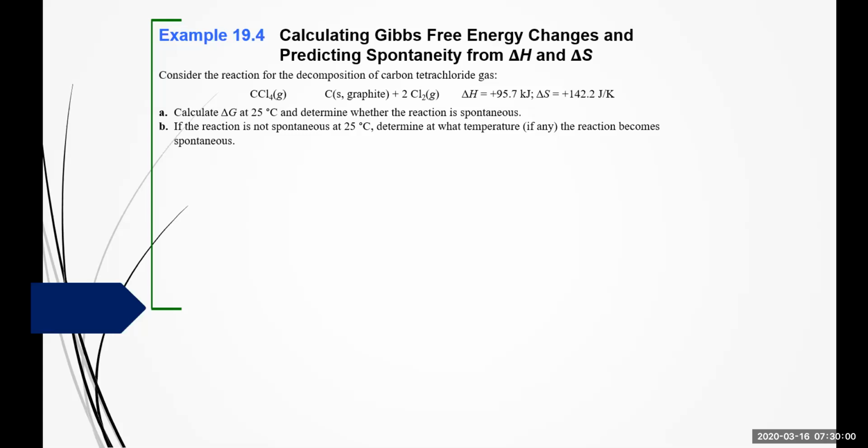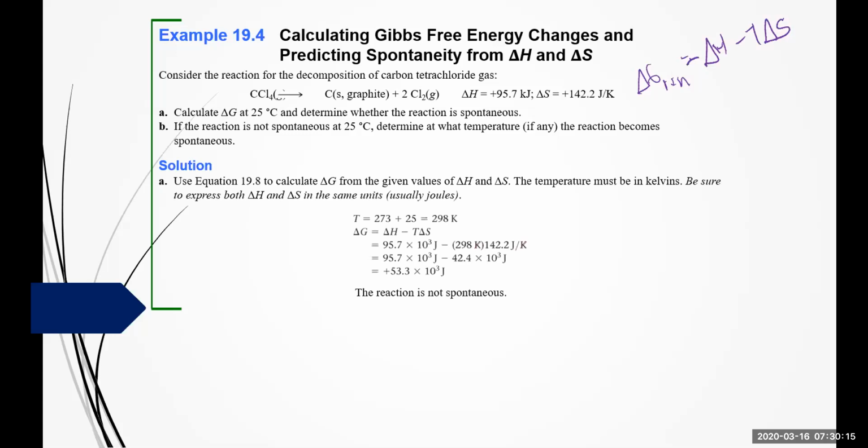And so when it's giving us something like this, we want to think, well, a delta G of our reaction is our delta H minus T delta S. And then we can go from there. So we change over our 25 degrees into Kelvin. And then we just need to plug in our values. So we have our delta H here. We have our delta S right over here.